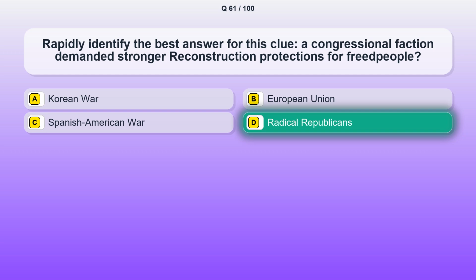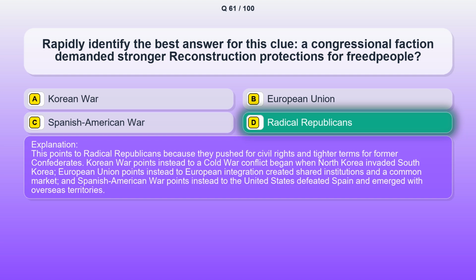The correct answer is option D, Radical Republicans. This points to Radical Republicans because they pushed for civil rights and tighter terms for former Confederates. Korean War points instead to a Cold War conflict began when North Korea invaded South Korea. European Union points instead to European integration created shared institutions and a common market, and Spanish-American War points instead to the United States defeated Spain and emerged with overseas territories.